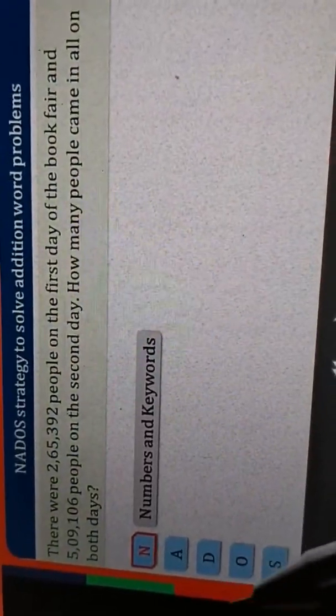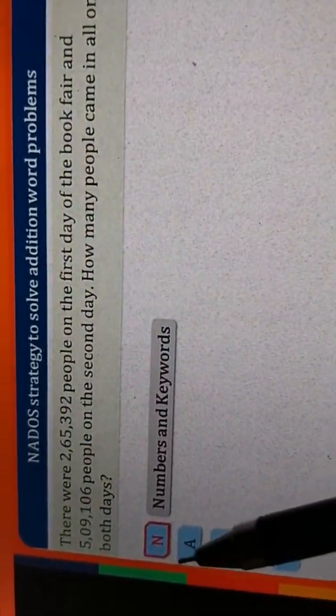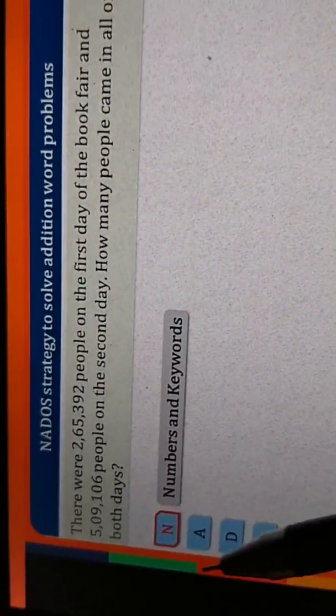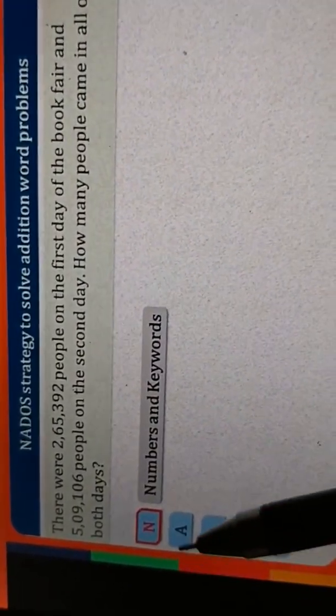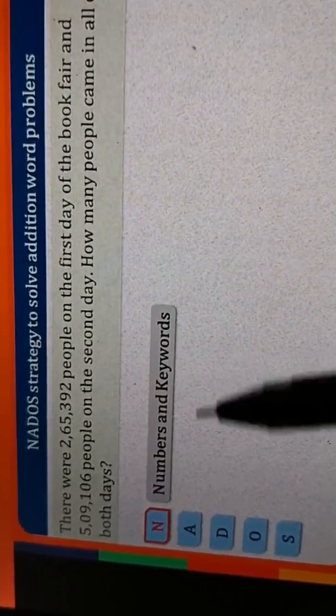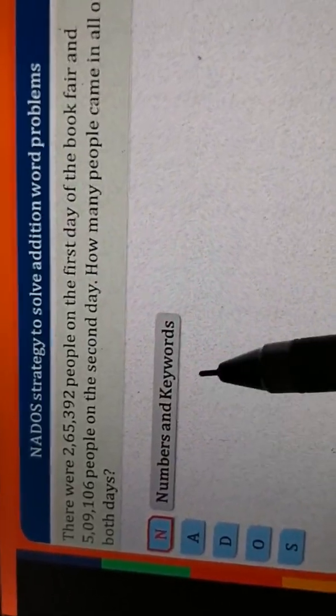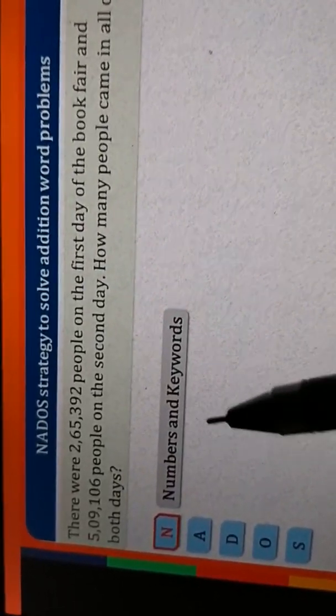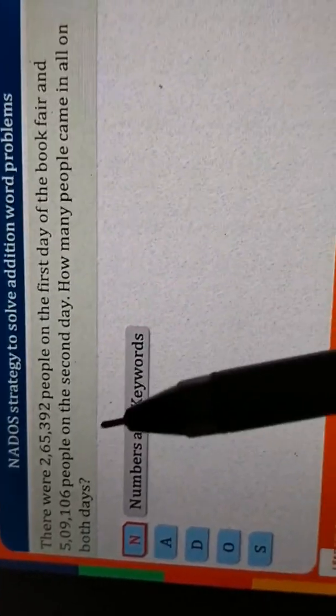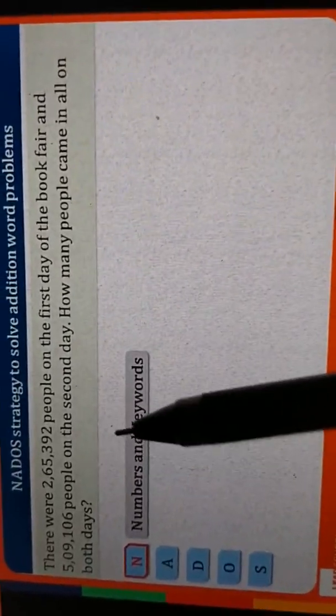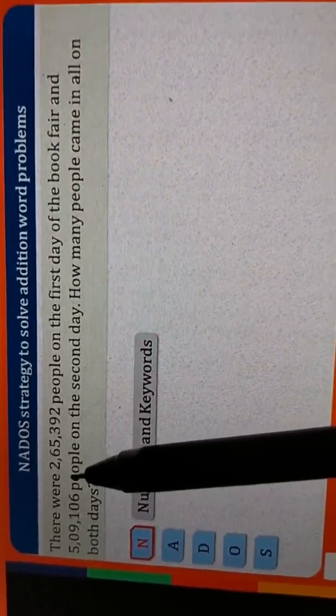Okay. Now first of all we have to find N. We also have the meaning of NAROWS. What was the meaning of the N? N means numbers and keywords. So where do we find the numbers and keywords? In the question. So now look here.